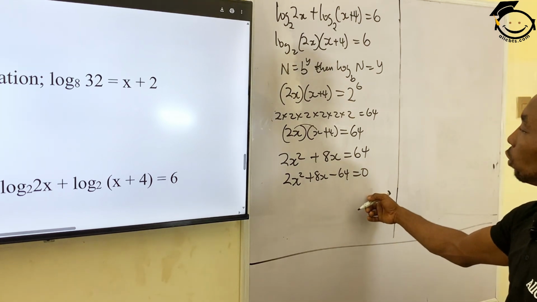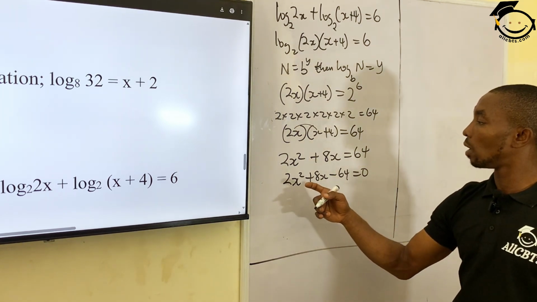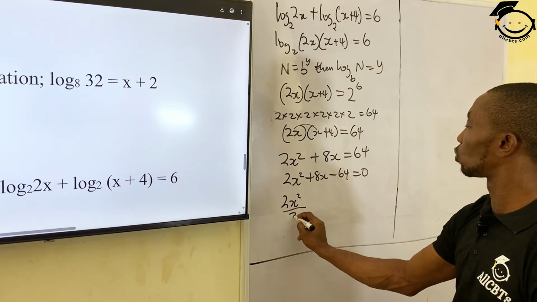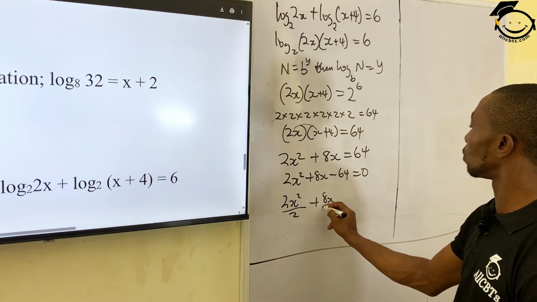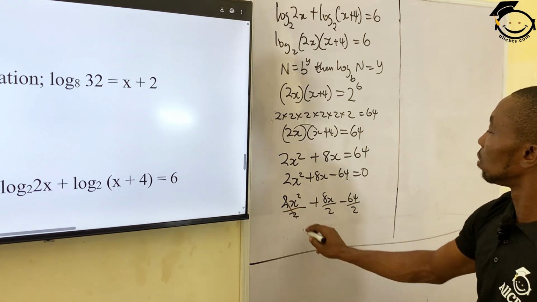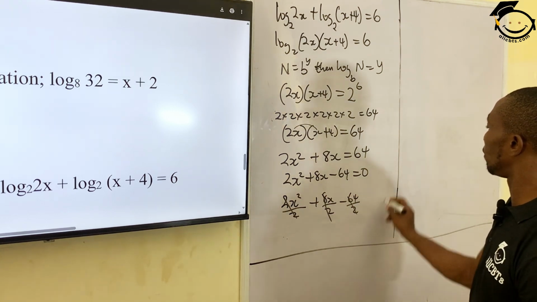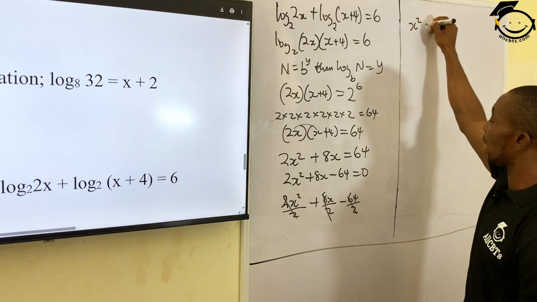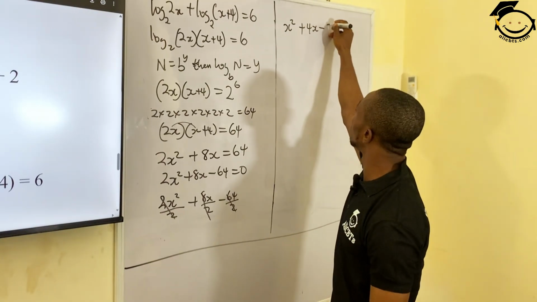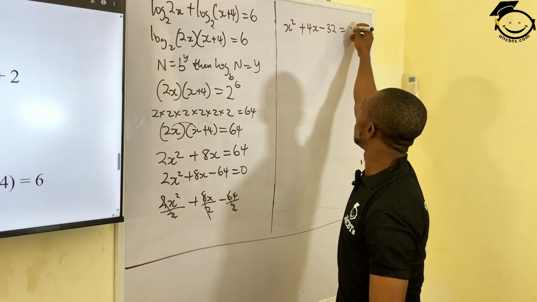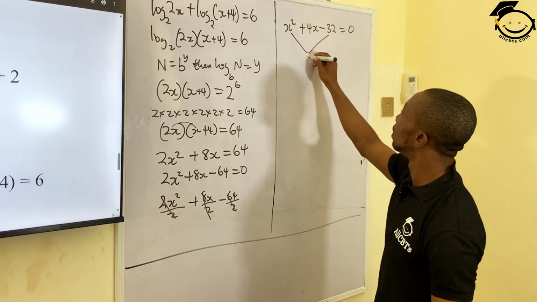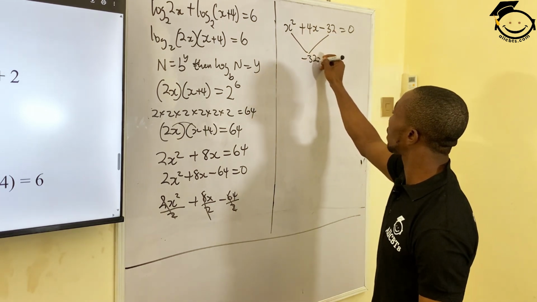But we can divide through with the coefficient of x squared. So we are having x squared over 1 plus 4x over 1 minus 64 over 1, which will give us x squared plus 4x minus 32 equals 0. Now we are going to factorize our x squared plus 4x minus 32.